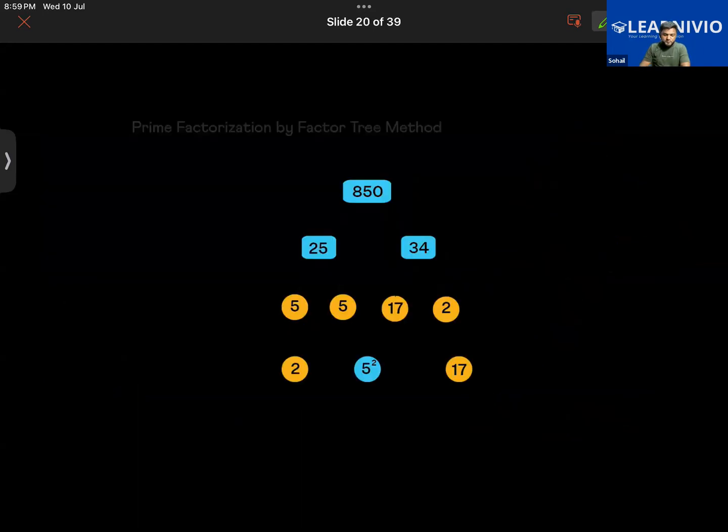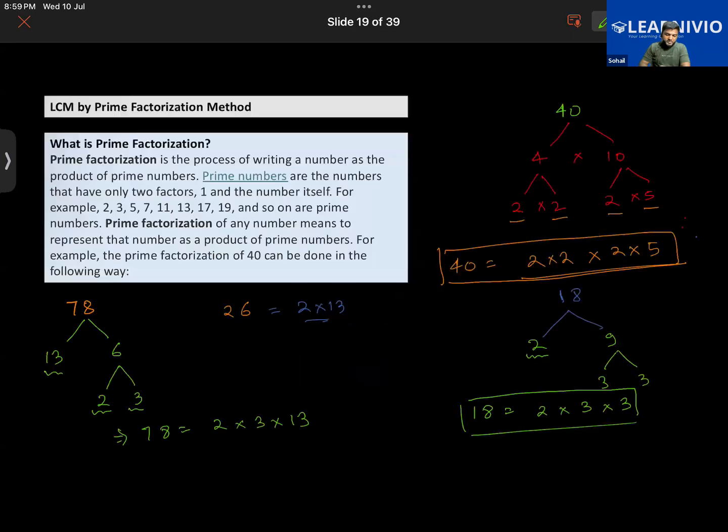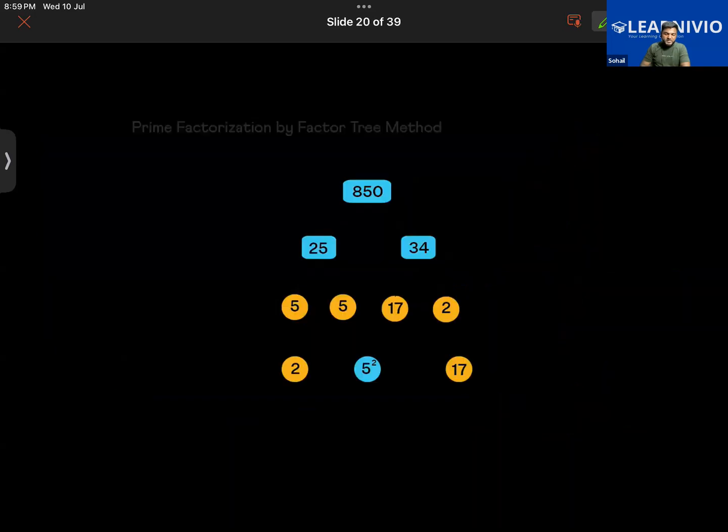Yes. So this method that we have just learned for how prime factorization is done is called the factor tree method. Does it not look like the branch of a tree? Like 850, its factors are 25 and 34. Further, the factors of 25 are 5 and 5. 34 is broken down in the form of 17 multiplied by 2.